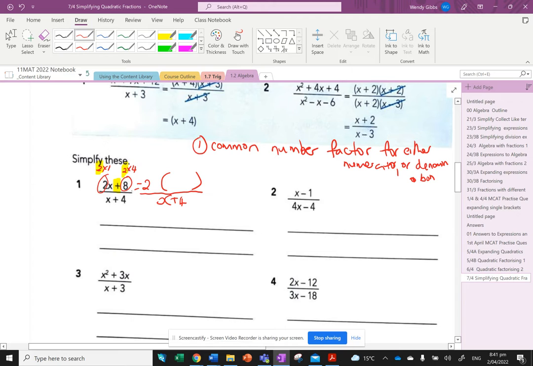Okay, so what do I have? I have a common number out the front. So 2 times what is 2x? 2 times x. 2 times what is 8? Positive 4. Okay, so that's factorized.